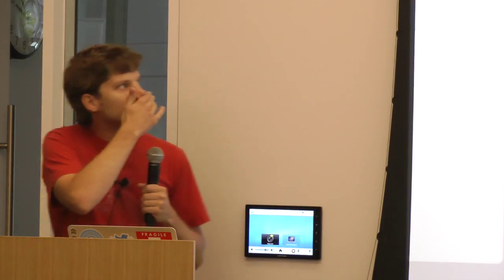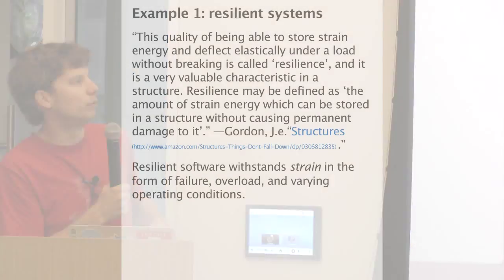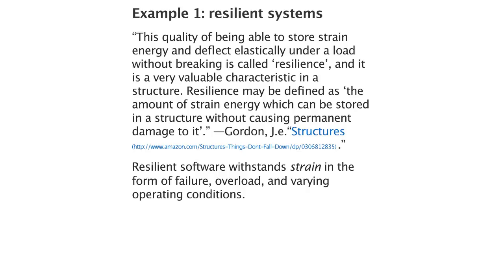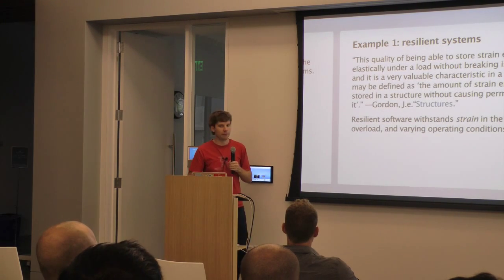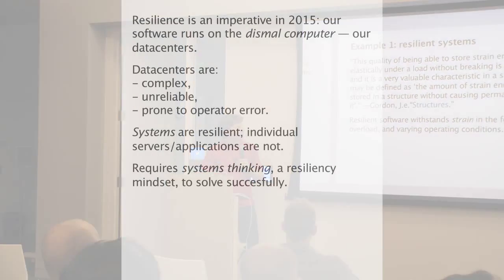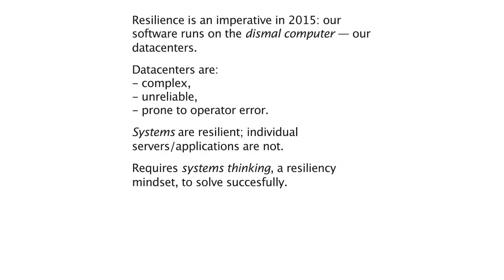And I'd like to illustrate this using two different examples. The first one being that of creating resilient systems. I really like this definition of resilience, by the way, which is actually from a book about structural engineering. Structural engineering emphasizes this notion of strain. And so I adapted this to software systems as, well, resilient software is software that's able to withstand strain in the form of failure, overload, and varying operating conditions, i.e. programming in a modern environment.